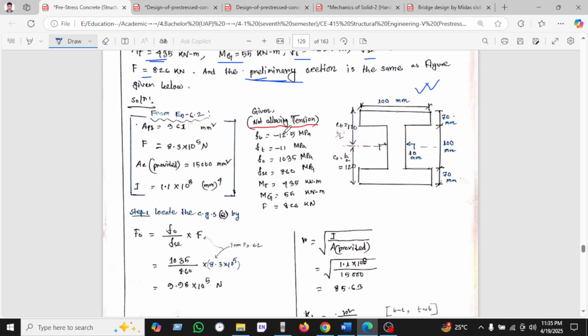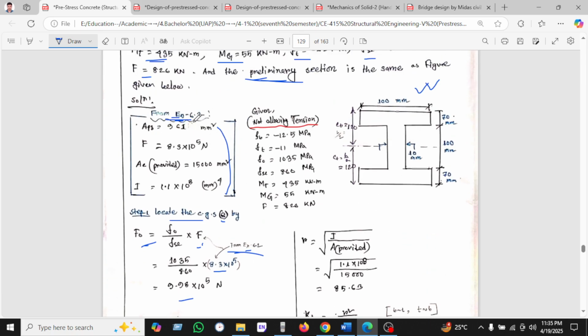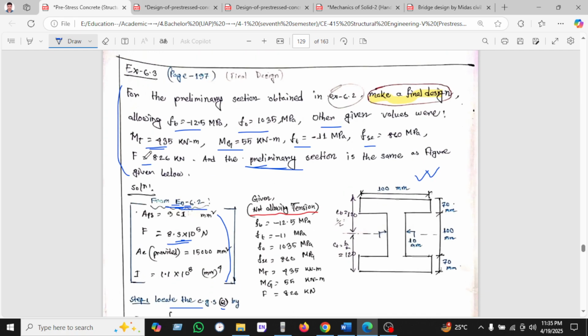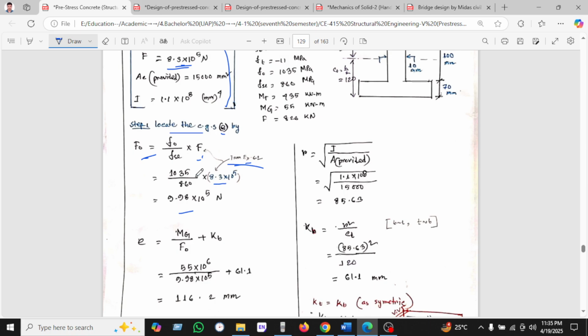Okay, so given not allowing tension, it has been seen here, all the data is given here. Now from example 6.2 we've found this data. Now step 1, look at the CGS as we've been using this formula, just using it here. So what will be the value of F? We've taken 8.3 times 10 to the 5, taken from example 6.2. We've used the F. Remember we will not use this F other than in this formula, this data.